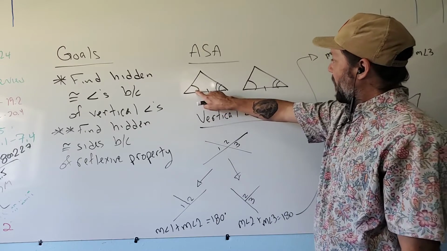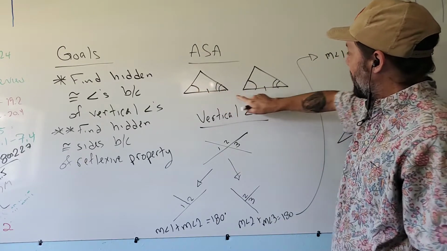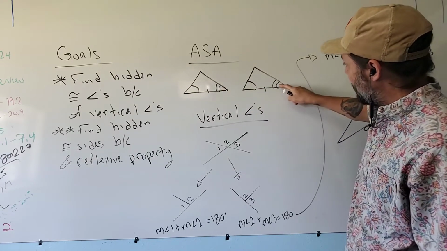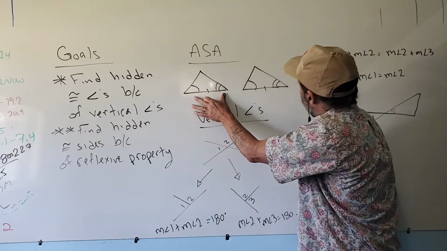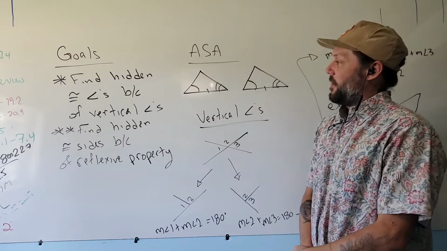Remember, this mark means that this angle is the same as that. This mark means that this side is the same as that. These two arcs mean that this angle is the same as that, right? Angle, side, angle. The side has to be between the two angles. It doesn't work if the side is outside the two angles, okay?